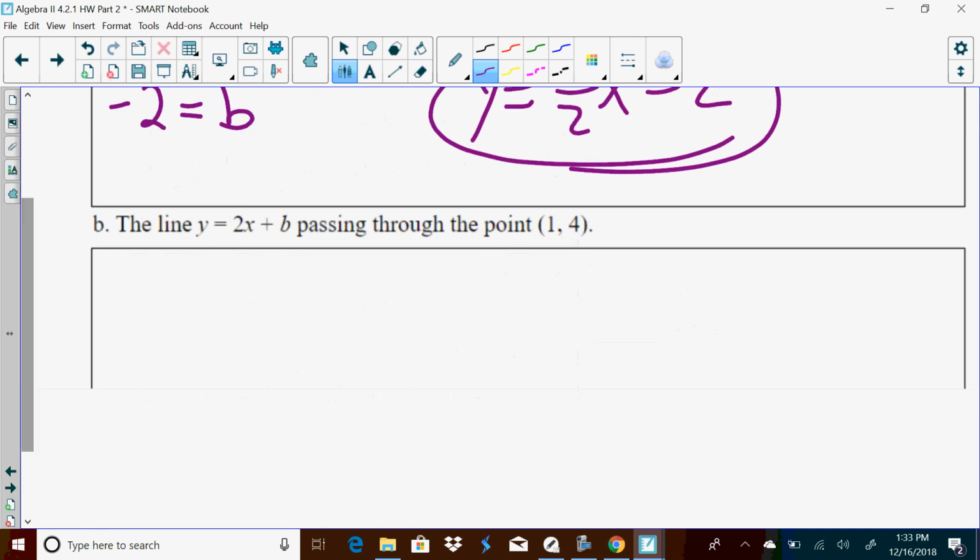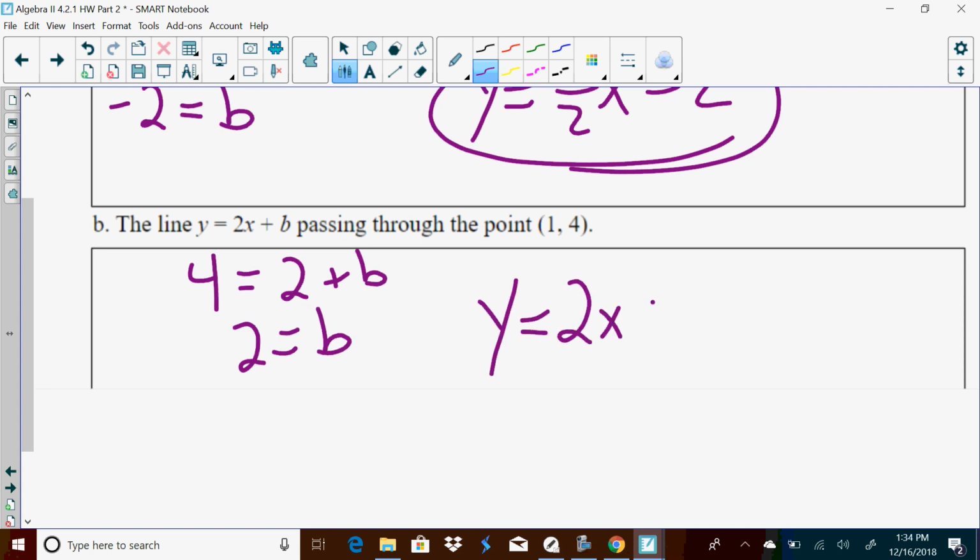For b, the line y equals 2x plus b passing through the point (1, 4). So I plug in 4 equals 2 plus b, so 2 equals b, and then I just rewrite it, y equals 2x plus 2.